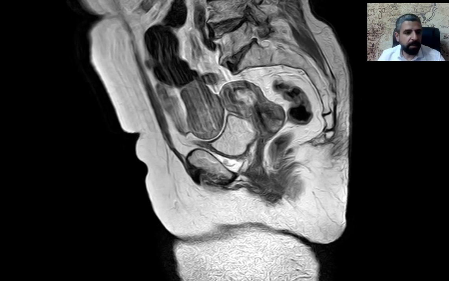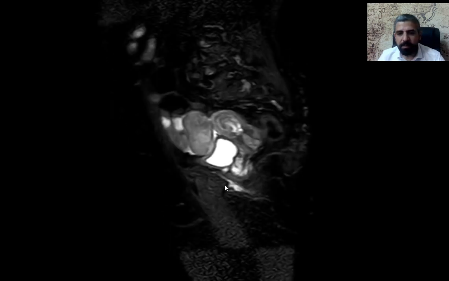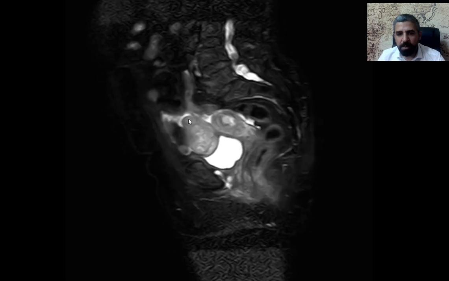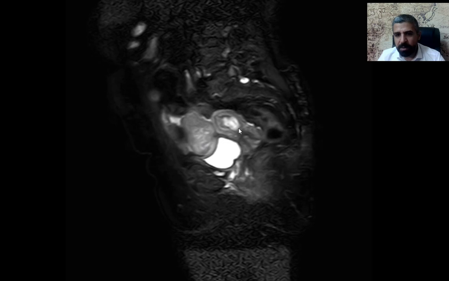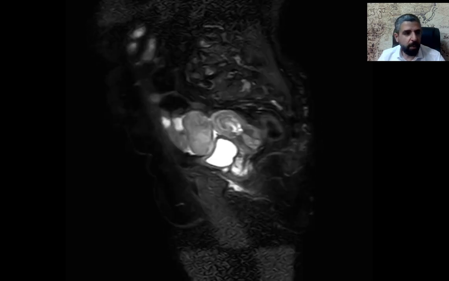Okay, let's go to the sagittal T2 weighted fat saturated images. You can see that this is the fibroid that we are talking about, and this is the endometrium that is so prominent, and you can see the junctional zone, which should appear as a continuous hypointense line. It's interrupted anteriorly and posteriorly. So let's give some contrast and see first of all what that is.